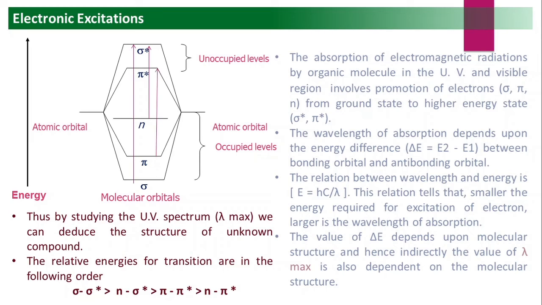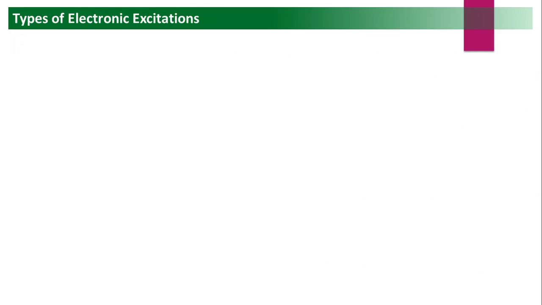So this is the order, and this is n to pi star. These are the four transitions possible in electronic excitations. So sigma to sigma star requires higher energy than n to sigma star, which requires higher energy than pi to pi star, then n to pi star. Now we will learn these excitations one by one.